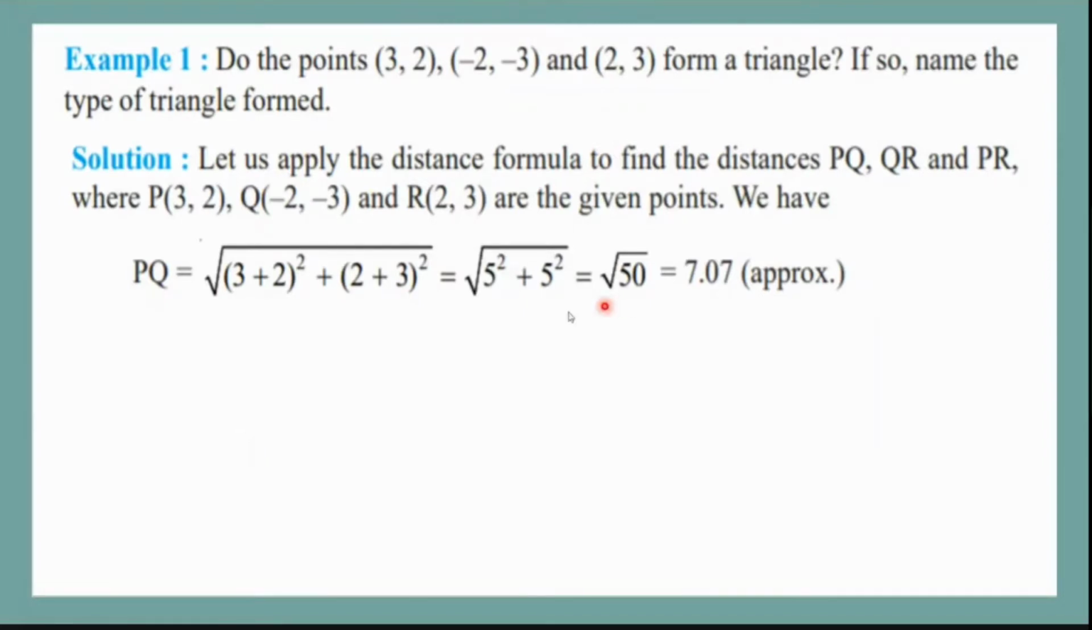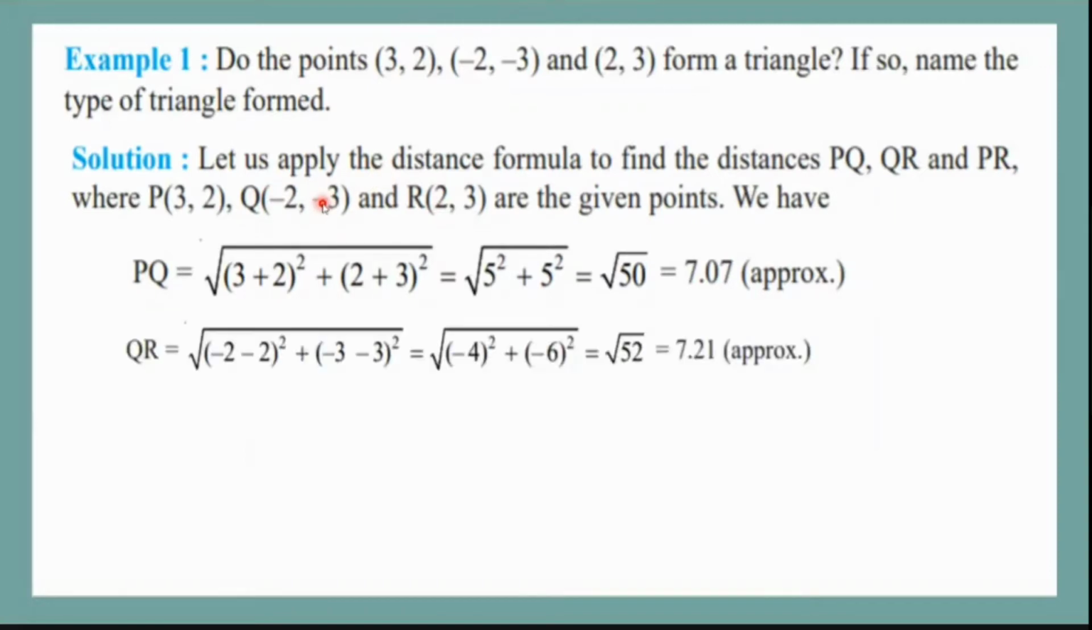In exactly the same way I will find the distance QR. How much will QR be? It will be equal to root of (2 plus 2) whole square plus (3 plus 3) whole square, which comes out to be 4 square plus 6 square, which is equal to 16 plus 36, which is equal to 52. That means QR comes out to be root 52 units. So we found QR.